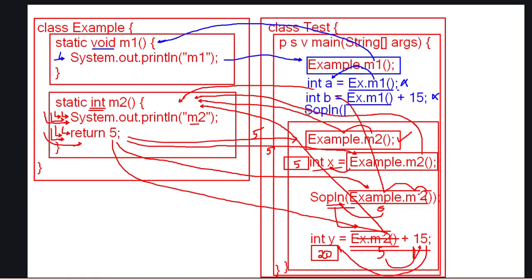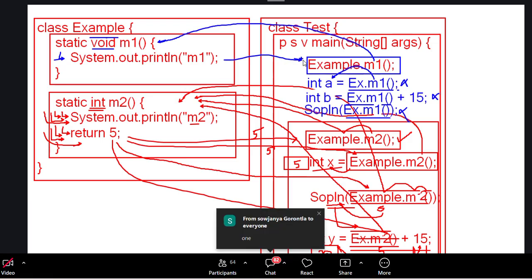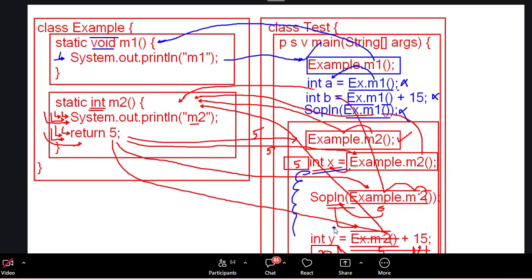System.out.println, I am writing example dot M1. Tell me, is it allowed or not allowed? Not allowed. Again, we will get a compile time error: void type not allowed. Then tell me, how many ways can we call a void method? Only 1 way, that is a single statement. How many ways can we call a non-void method? 4 ways: as a single statement, as a variable assignment, as a method argument, and also as an expression operand. In all these 4 approaches, the return value will be stored only in the second approach, and we can use that value in the next lines of the code.